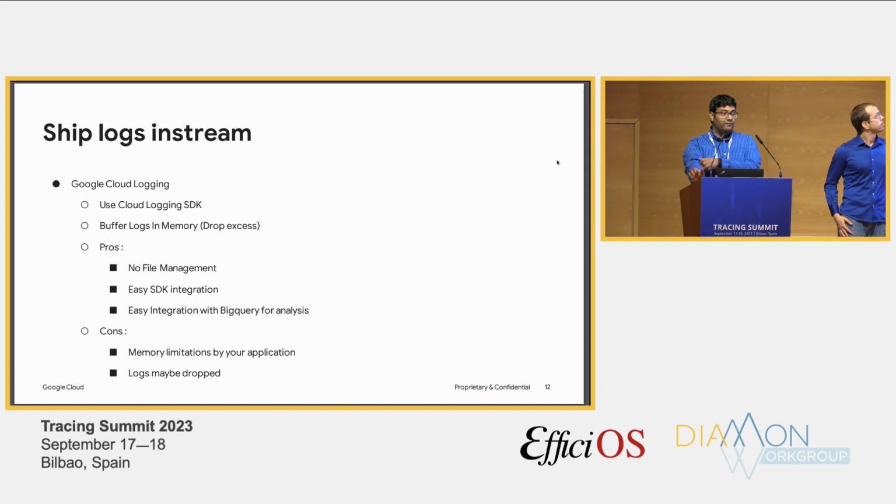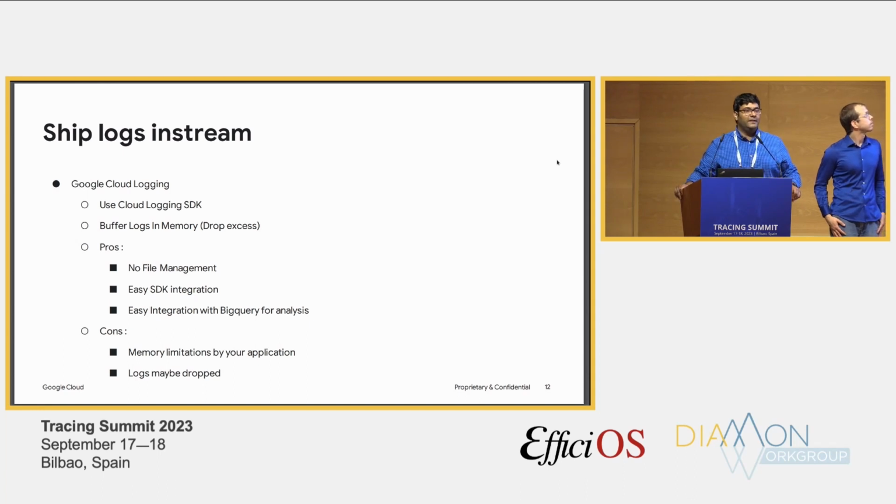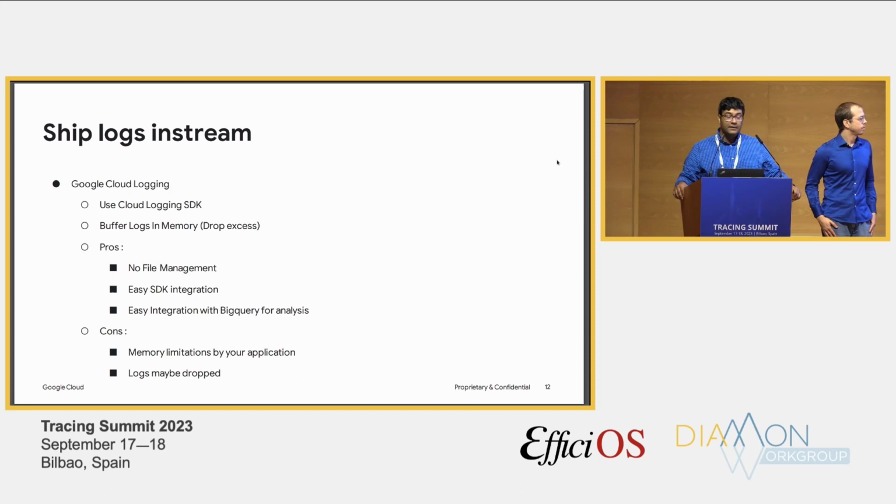Shipping logs in-stream, we found that the Google Cloud Logging SDK was the best method to do the same. For shipping in-stream, you simply have to say, hey, log.emit, and all the logs are buffered in memory. However, you can go ahead and define restrictions that, hey, I only want 1 million logs to be held in memory, or I want logs worth only 1 GB to be held in memory before they start dropping logs. Instead of dropping, you can also define behaviors that make it blocking or non-blocking and drop.